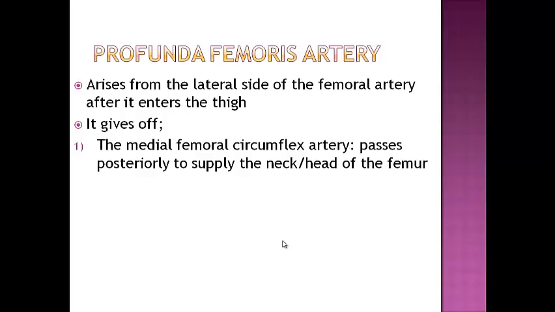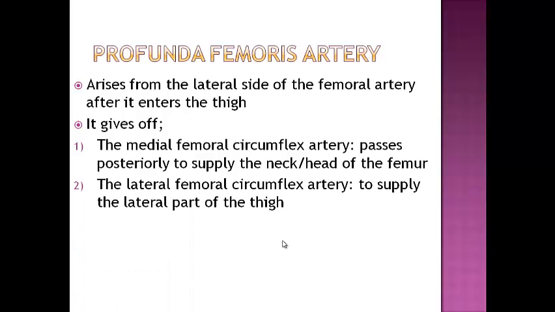Okay, so it gives off something called the medial femoral circumflex artery. That was one of the arteries that you saw curving around. It passes posteriorly to supply the neck and head of the femur. It also gives off the lateral femoral circumflex artery, and that ends up supplying the lateral part of the thigh. So the femoral artery will supply the anterior aspect, and then towards the side, so like maybe in the region of the vastus lateralis, and then towards like the iliotibial tract and so forth, that'll be supplied by the lateral femoral circumflex artery.